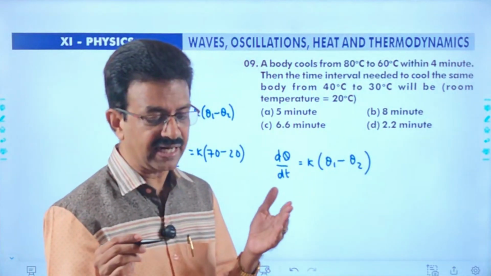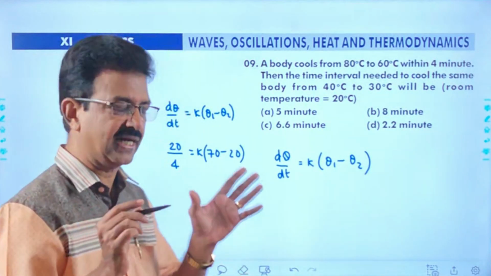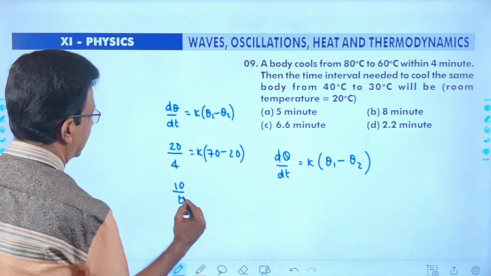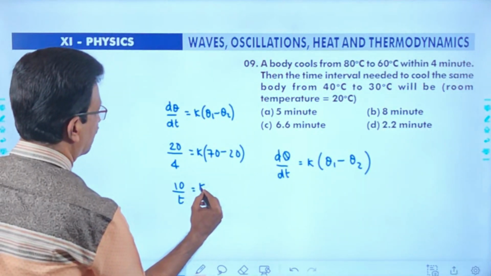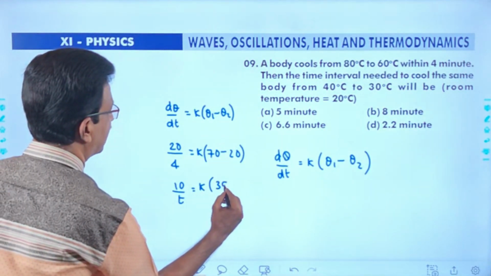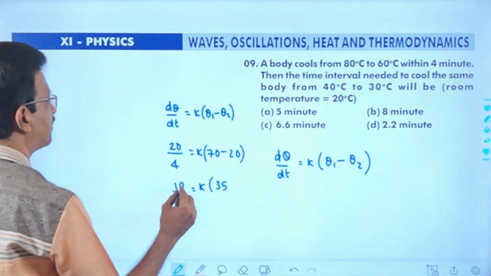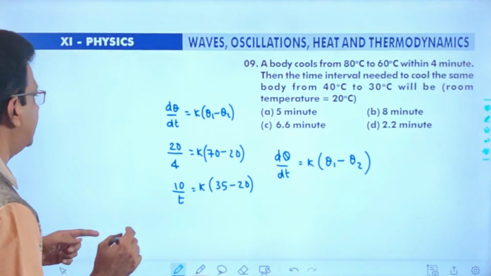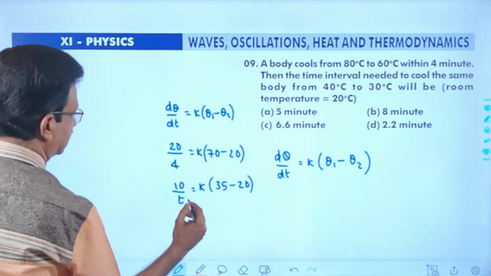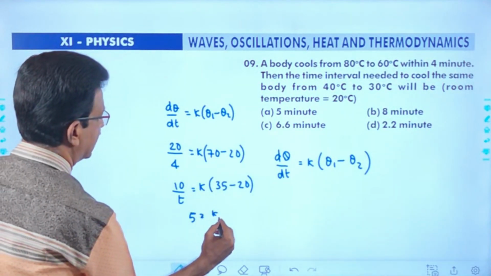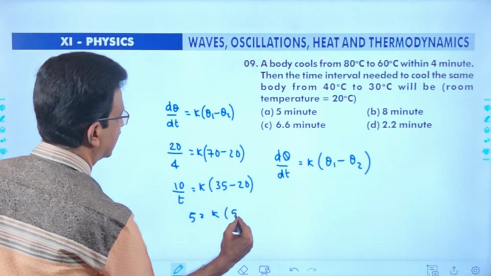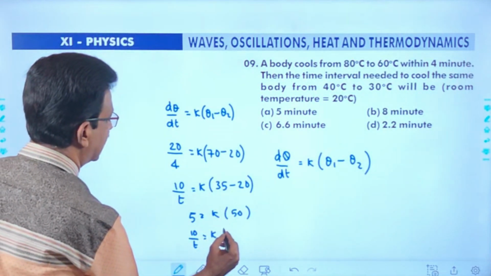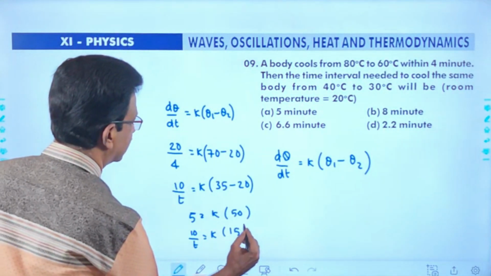Now in the second case, the same body is cooling. The time interval needed to cool from 40 to 30. Now dθ is 10. The time interval needed is the unknown. 40 to 30 means 35, the average value of body temperature, minus room temperature, which is 20 itself. Dividing here, it becomes 5 equal to k into (70 minus 20), 50. Then the second one is 10 by t equal to k into 15.